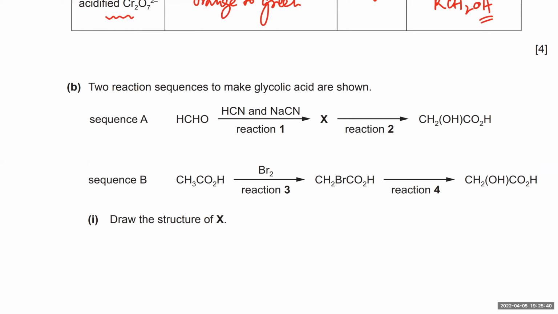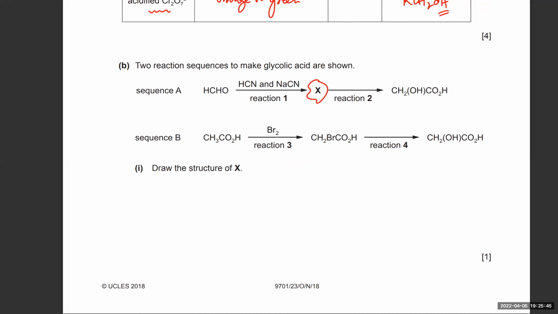So X is going to be, okay, you have an aldehyde, HC=O and H. This carbon is positive. The CN- is going to get attached to the carbon, and the top one will become OH. So that is what X is.